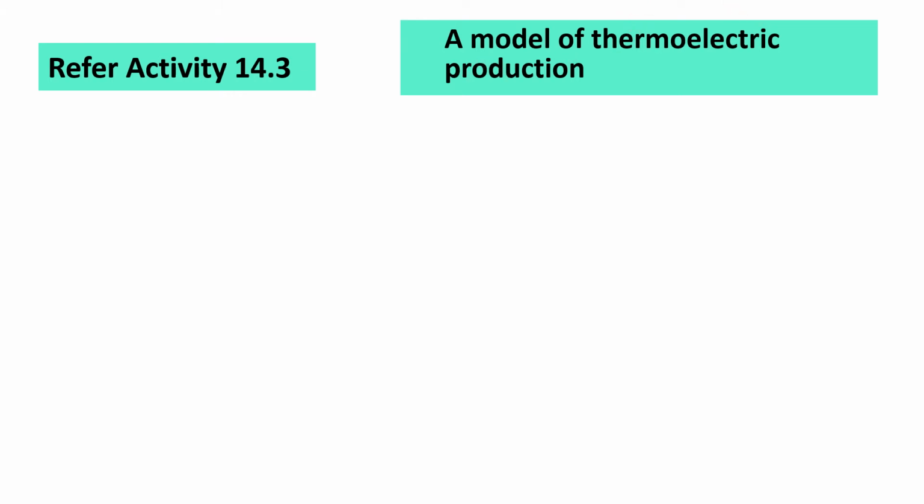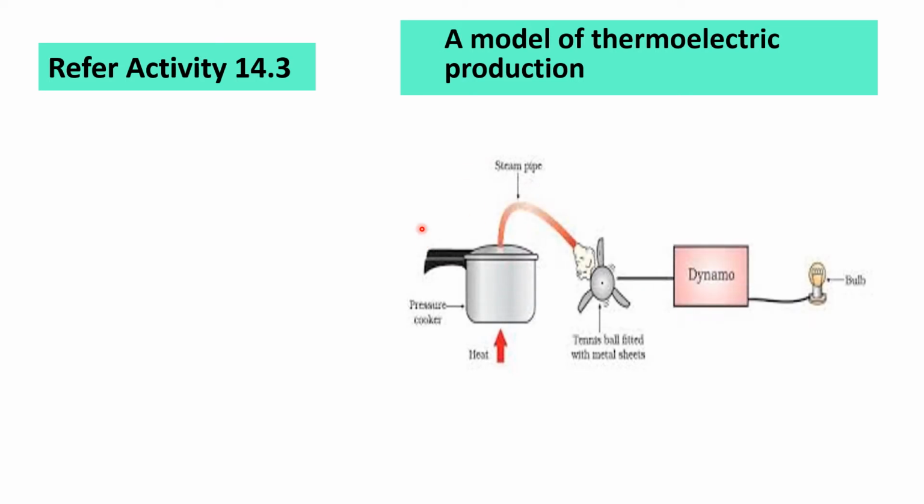So here is the model. See, it's a very basic thing that we can do. They've taken a pressure cooker here, and if we supply heat to the pressure cooker, there will be a flow of steam. The second arrangement is a tennis ball, in which they are keeping three slits. In the three slits they have inserted metal sheets. Then they are connecting this tennis ball and sheet arrangement to a dynamo. Now, what is the function of this dynamo? It converts mechanical energy into electrical energy. So when this tennis ball starts to rotate, this mechanical energy would be converted into electrical energy.